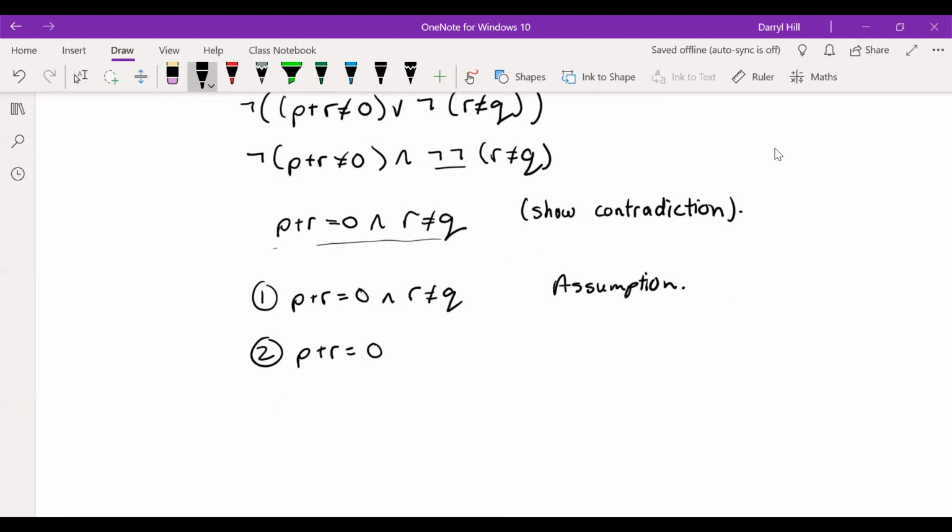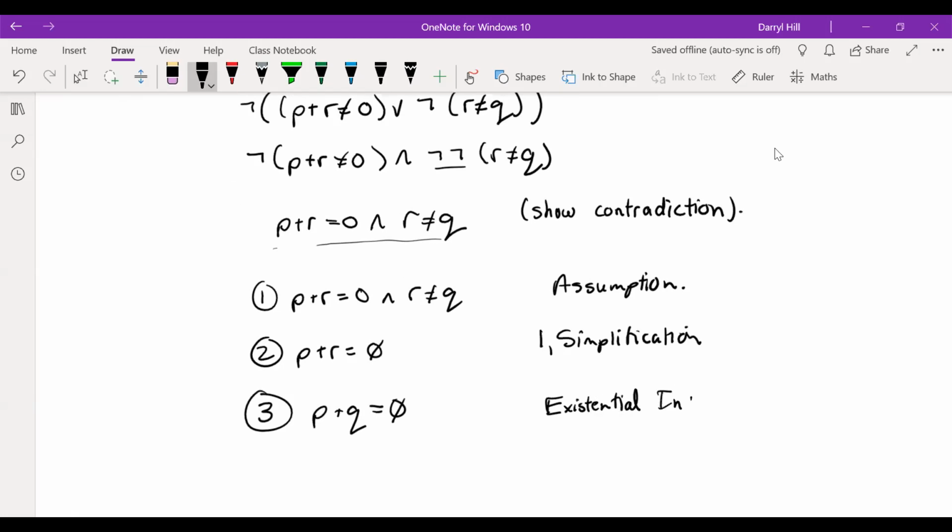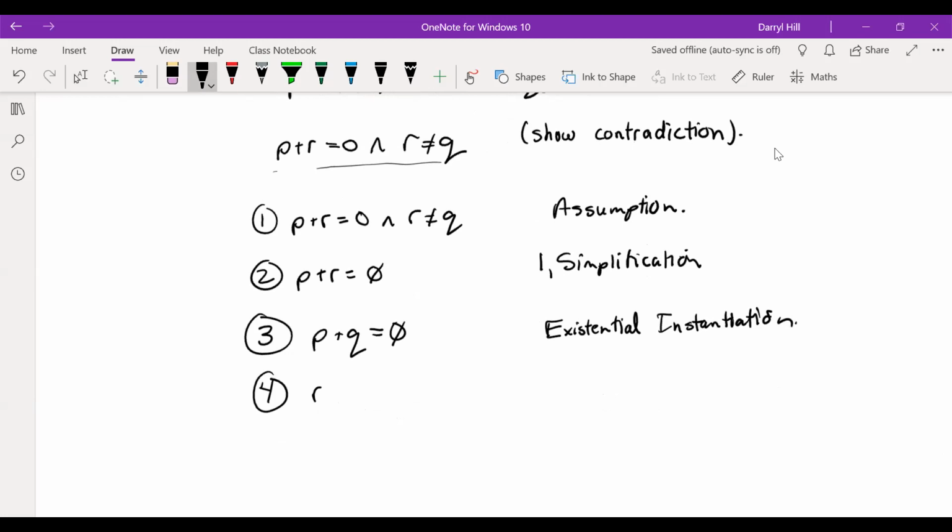P plus R equals 0, simplification. So P plus Q equals 0, and this is existential instantiation. So this is something that we already proved. We proved there exists that. So now we can use existential instantiation on it. And then we could say P plus R. Since they're both equal to 0, then P plus R is equal to P plus Q. So 2, 3, and some math.